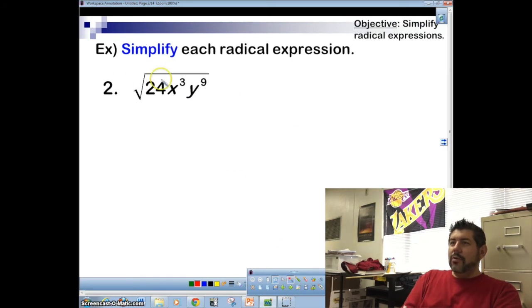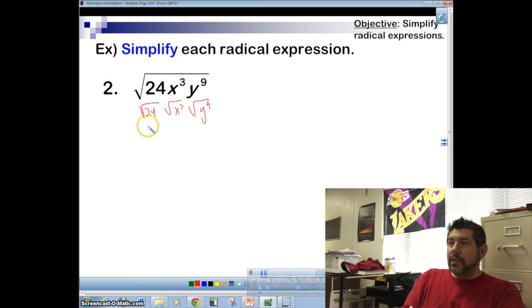Okay, so what do you do when you're simplifying these radicals? Where you're like, dude, these are radical. What do I do? Well, you just separate, just like I did before. You separate the square root among everything there, okay? So we're going to go square root of 24, square root of x cubed, square root of y to the 9, all right? Okay, so square root of 24 you need to simplify.